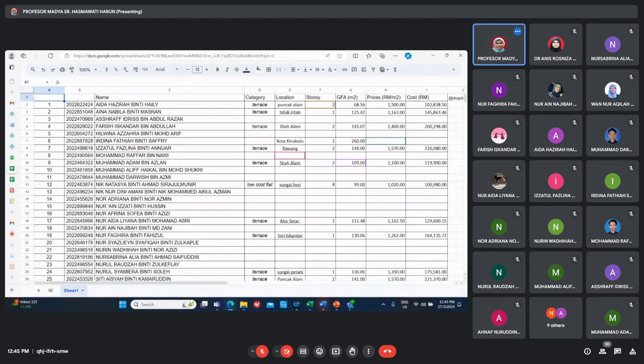Aida, rumah teres. Aida, where are you? Ya, Bonda. Okay, Aida, awak bacalah. Bonda penat dah, tengkuk dia penat. Rumah you teres, location at Puncak Alam. Double story house. GFA dia 68.56. Price $1,500. Cost $102,838.